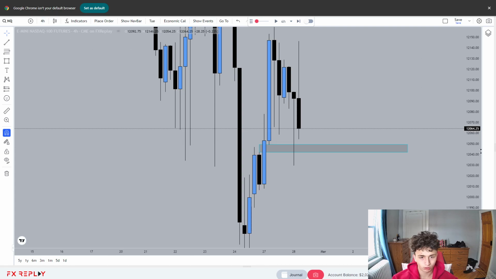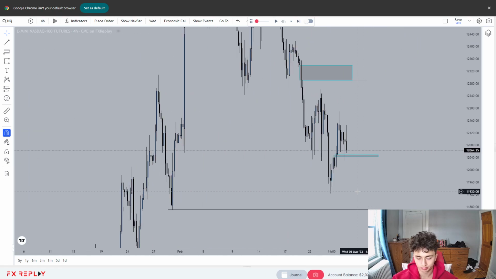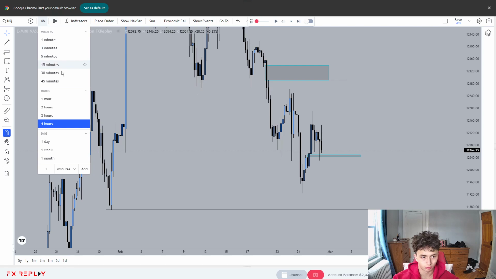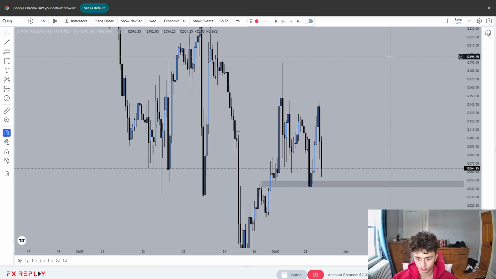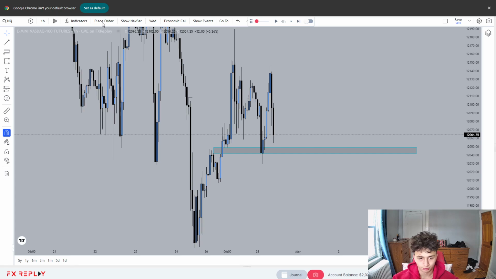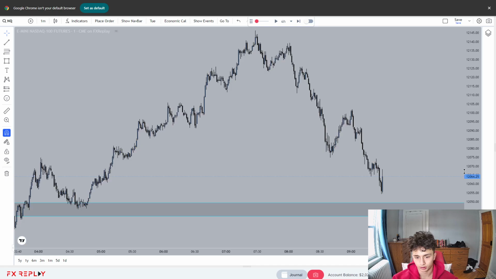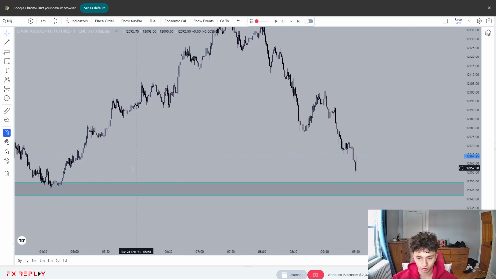Got that 4 hour. What's our bias? Bias is mad construed, so I have no idea. We could be bullish, we could be bearish. Let's just see what the 1 minute gives us and play with it. I would like to see a push down here though.